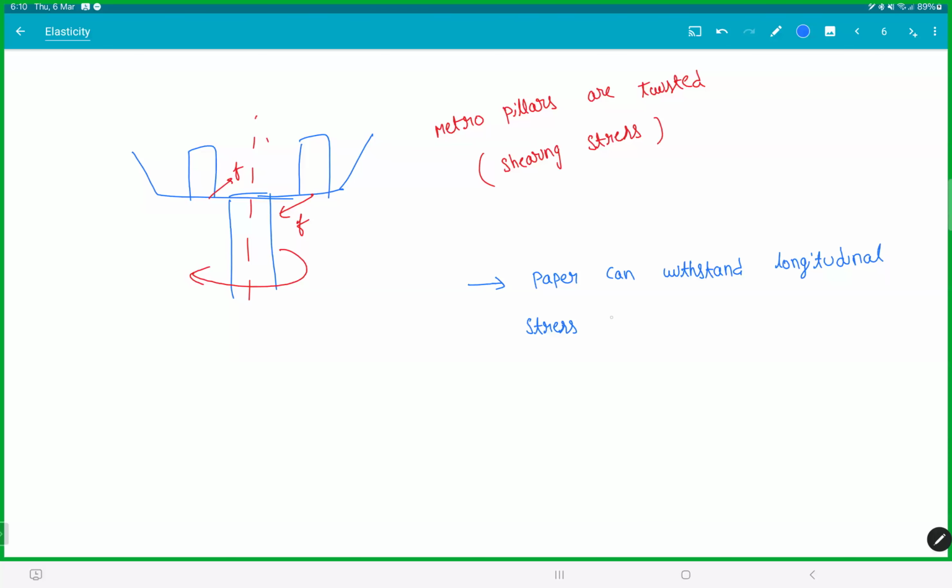Not like if you're strong in longitudinal, you should be strong in shearing stress also. So paper can withstand longitudinal stress, but cannot handle shearing stress. Easy to tear.